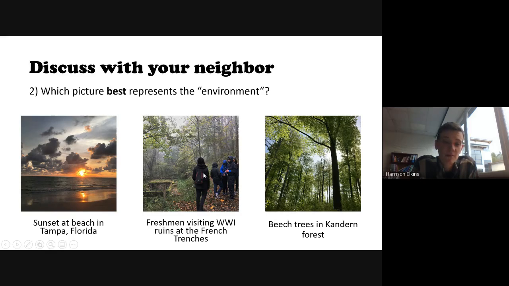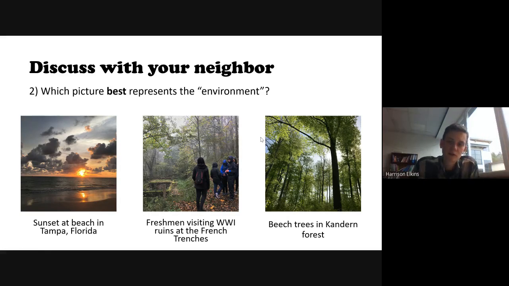Here, we see both the abiotic and the biotic. We see rocks, old buildings, we see people, we see their clothing, we see trees, okay? So we see both biotic and abiotic. So all of these things are affecting each other. And so because the middle one has non-living and living, I'd probably consider that to be a better picture of the environment.